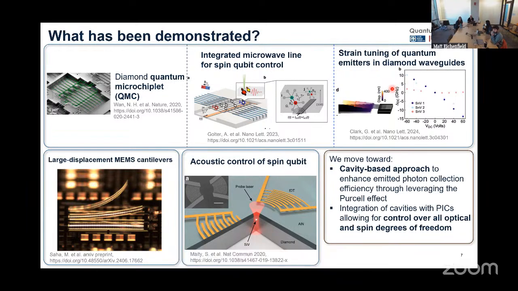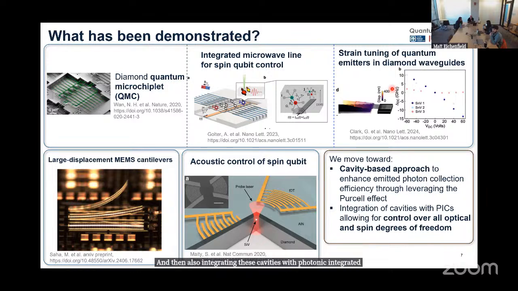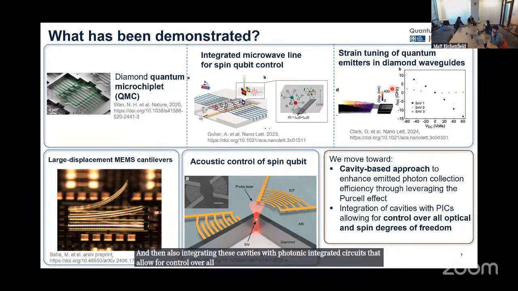In this work, we're moving toward a cavity-based approach to enhance photon collection efficiency through leveraging the Purcell effect, and then also integrating these cavities with photonic integrated circuits that allow for control over all optical and spin degrees of freedom in a single socket.